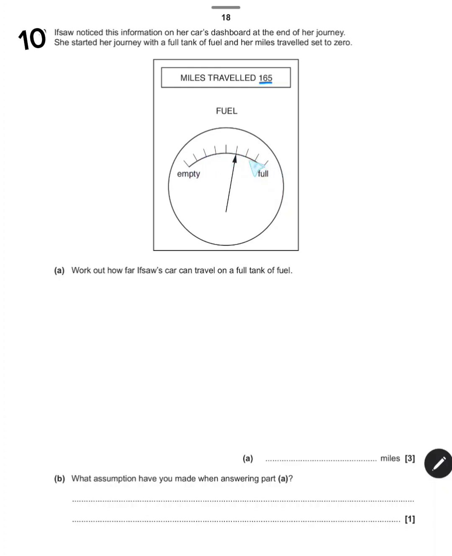So there's 1, 2, 3, 4, 5, 6, 7, 8 parts in this bar. And we've used 1, 2, 3 of them. So we know that 3/8, that's how much fuel has gone. And that must be worth 165 miles. If we've used 3/8 of the fuel and we've gone 165 miles, then I can write that equation there. If I can work out 1/8, then I can work out a full tank. So I'm going to do that now.